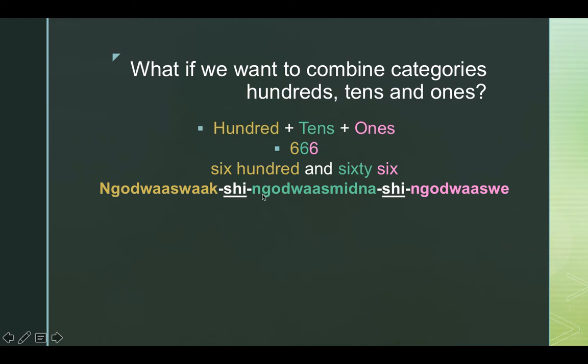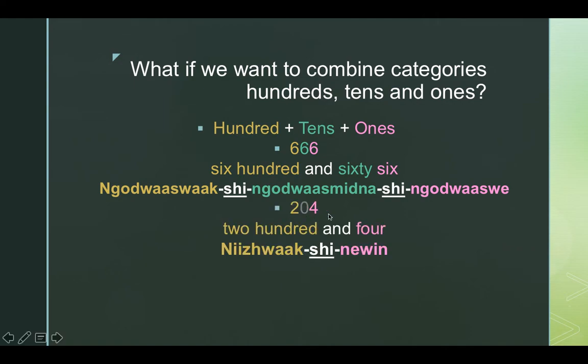Gindaaswinan, Gindaaswinan, Gindaaswinan. 666. Moving on, we have 204. In this one here, we don't have a tens at all. We're just going to use our, just as we would in English, 204. So in Ojibwe, 200 is Nishwak, Shneawin, 4.